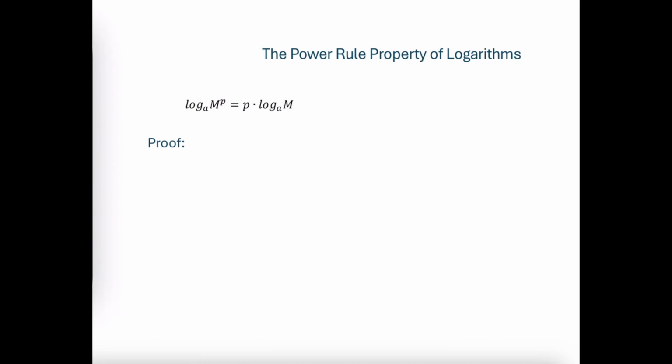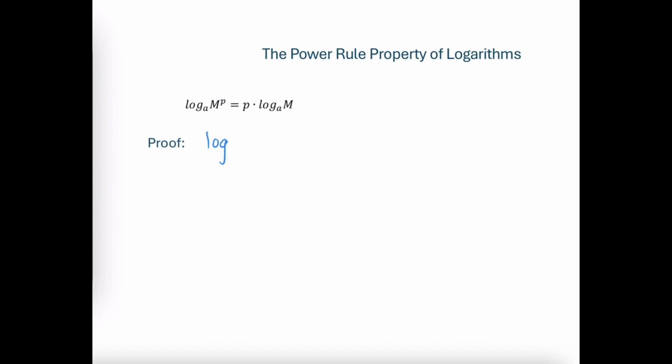In this video, we're looking at the power rule property for logarithms, which says that if we have the argument of a logarithm that is being raised to some power, that power, that exponent, can be brought around to the front of the logarithm as a multiplier. This rule is not entirely intuitive, so we're going to prove it.